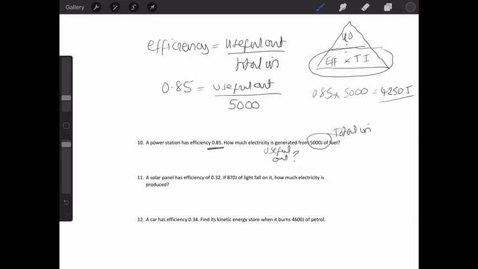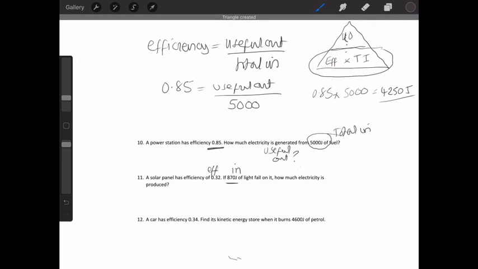Let's try question 11 with the same idea. So we're trying to find how much electricity is produced. So this again is how much useful energy, because the solar panel has got 870 joules of light falling on it, so that's the light energy that's going in. This is its efficiency. So we've rearranged the equation so we can practice using it again now. The useful energy that you get out will be equal to the efficiency, 0.32, times by the total energy that goes in, 870. And that will become, just do it on my calculator, 278.4 joules.